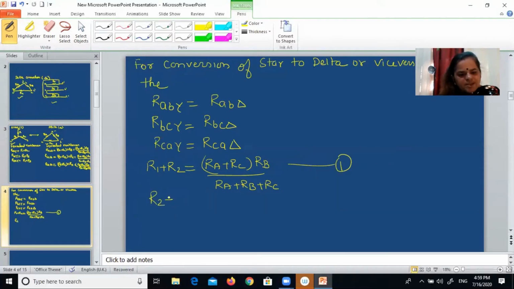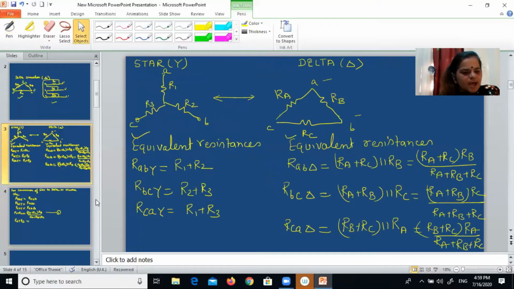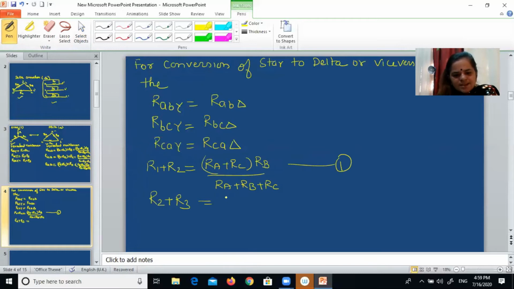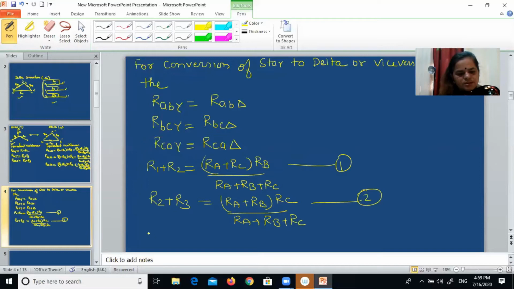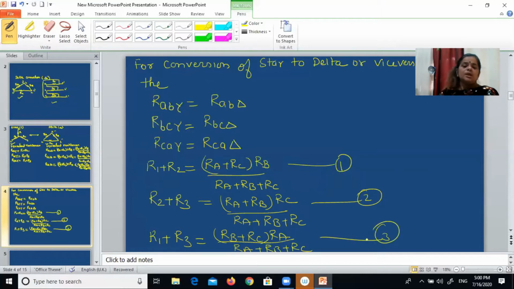Similarly, RBC star is R2 plus R3 and RBC delta is RA plus RB multiplied by RC divided by RA plus RB plus RC. This is equation number 2. Similarly, RCA star is R1 plus R3 and this will be RB plus RC multiplied by RA upon RA plus RB plus RC. So these are the 3 equations.